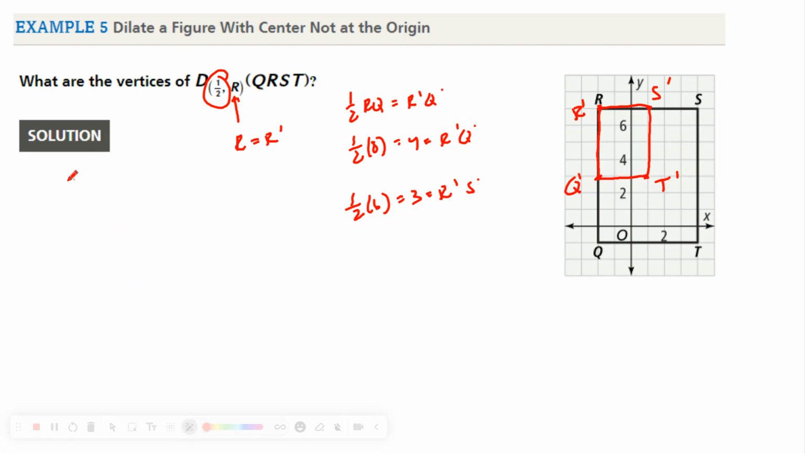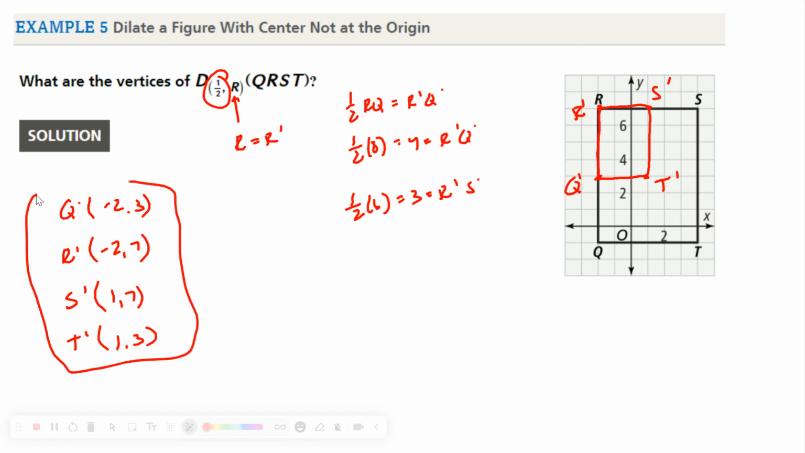So to go in order, Q prime is going to be at -2, 3. R prime is going to be at -2, 7. S prime is going to be at 1, 7. And T prime is going to be at 1, 3. And there are our new vertices. So be careful when the center of dilation is not the origin. It's not as simple as just multiplying the coordinates by the scale factor.